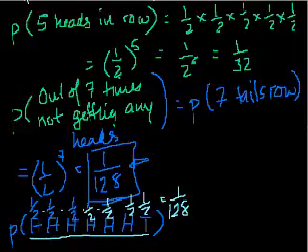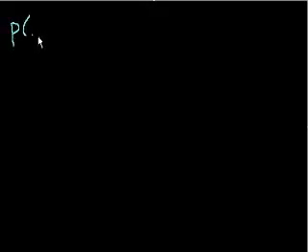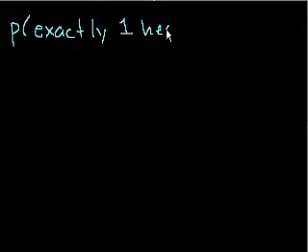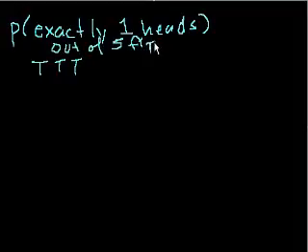So let me ask you a question. What's the probability of getting exactly 1 heads? What's the probability of getting exactly 1 heads? So what does this mean? This means I could get tails, tails, tails, and let's say we're doing it 5 times, just so I don't waste too much time. Out of 5 flips.